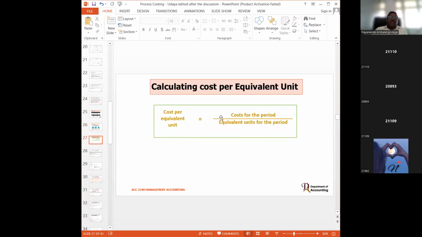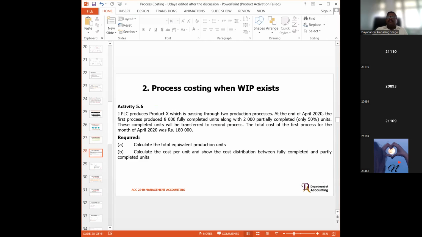Cost per equivalent unit is cost for the period divided by equivalent units for the period. Another formula. Okay. We will look at this question now to understand what it is. Process costing when WIP exists.